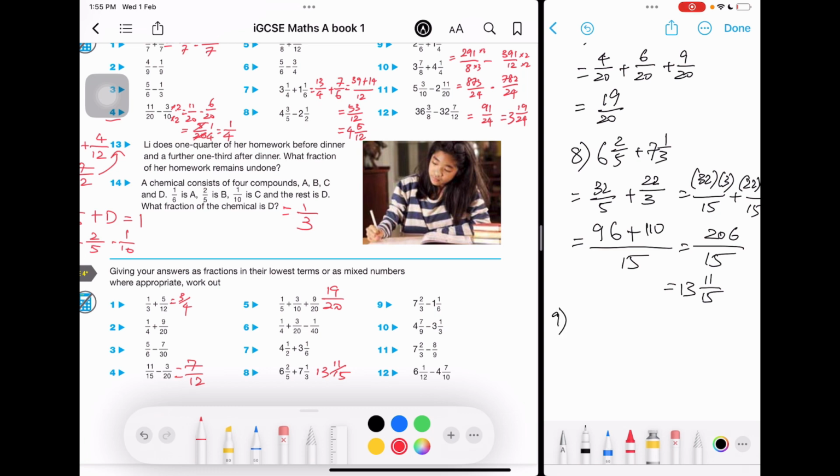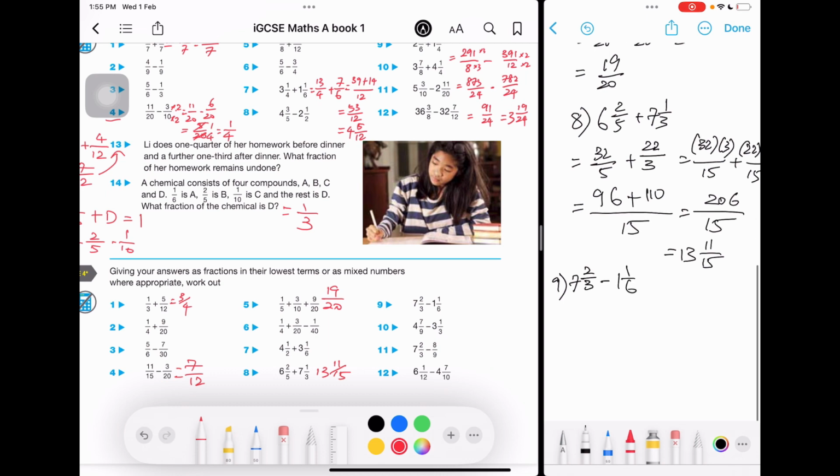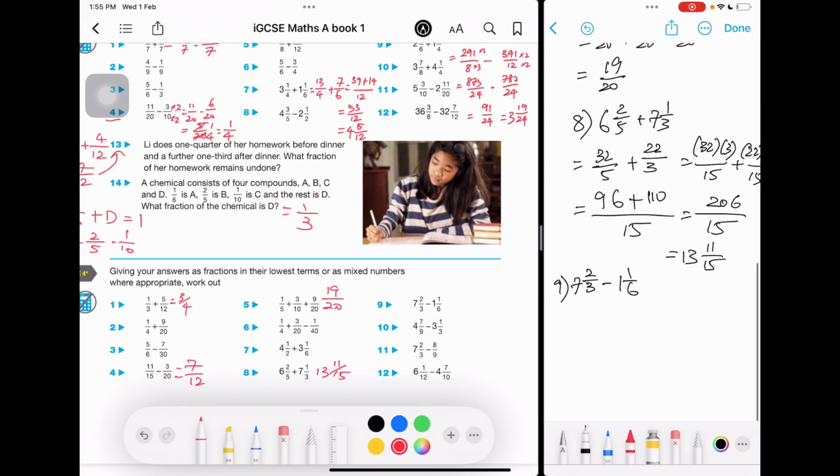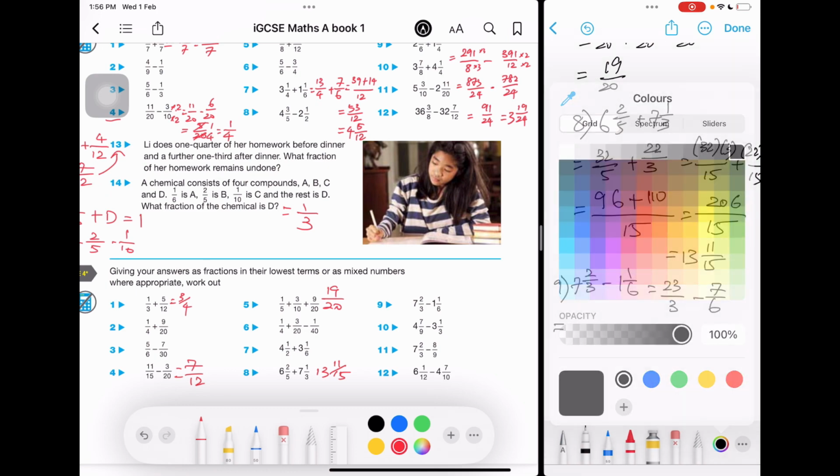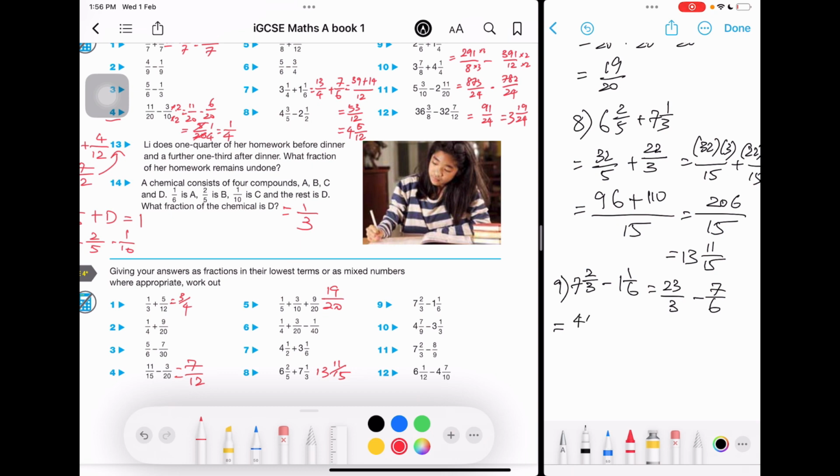Similarly, it is a mixed number, however this time around it is subtraction. Same idea: 7 2/3 minus 1 1/6. This gives you 7 times 3, 21 plus 2, 23 over 3 minus 7 over 6. Same thing, we would like to convert the denominator to make it common for both fractions. So you multiply by 2 for the first fraction to make the common denominator 6. So you have 46 minus 7 over 6.